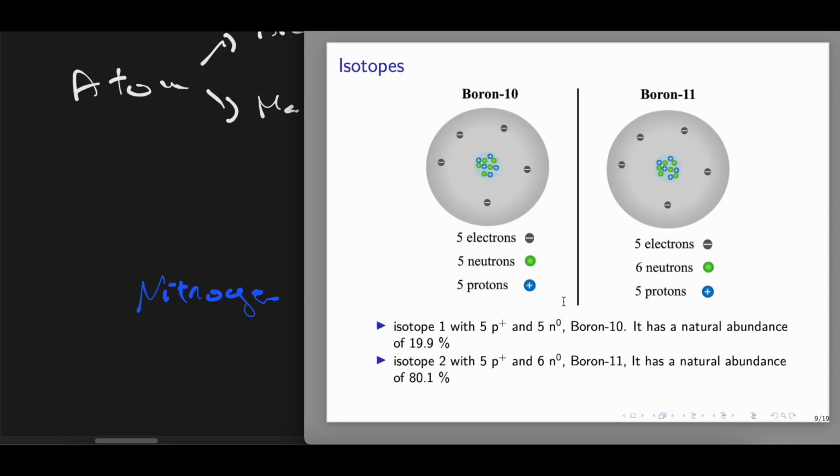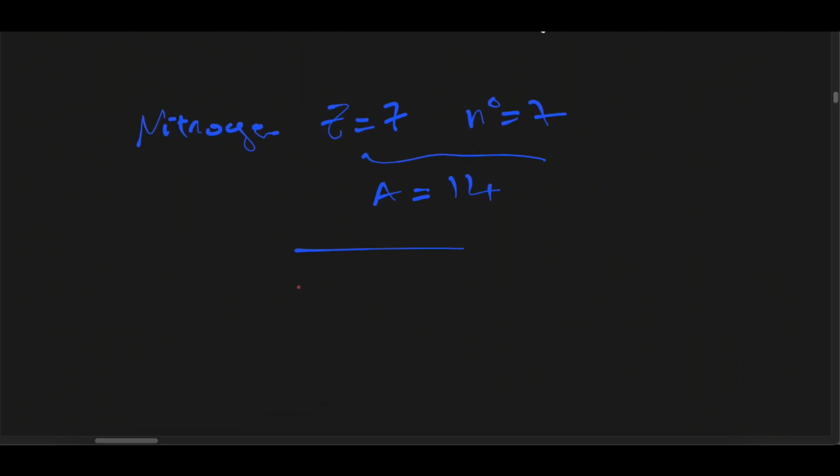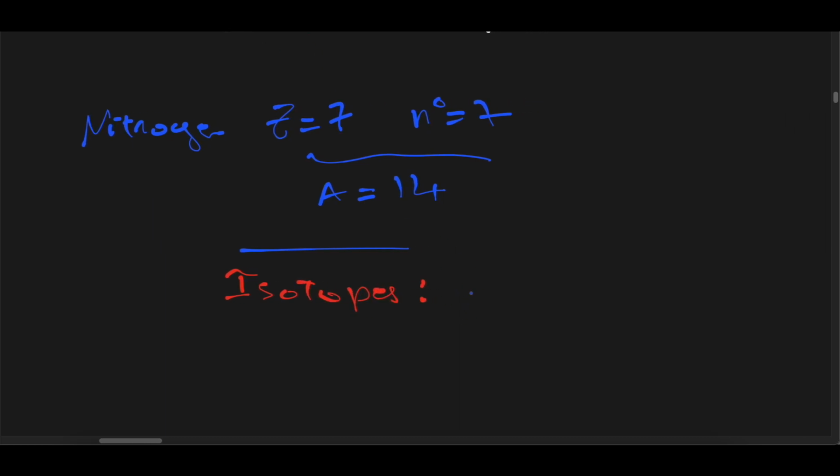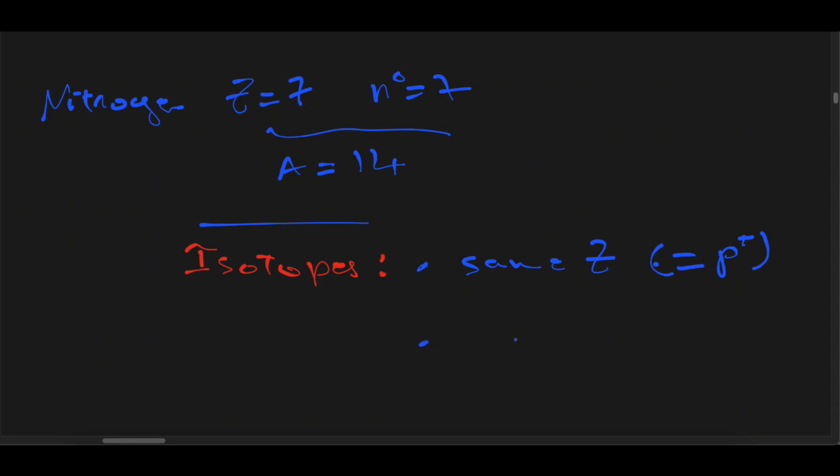Now let's talk about the isotopes. The isotopes are atoms of the same element but with different mass numbers. So we can write here that the isotopes belong to the same element, which means that they have the same atomic number or the same number of protons, but they have different mass number or different number of neutrons.